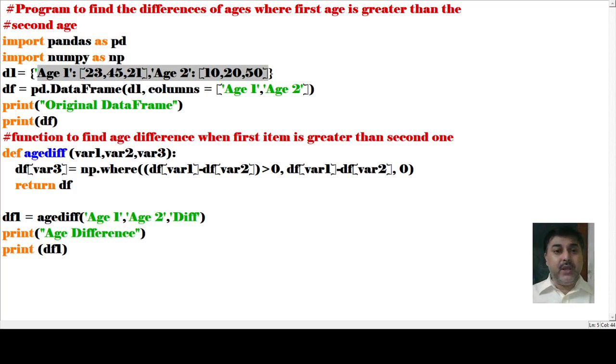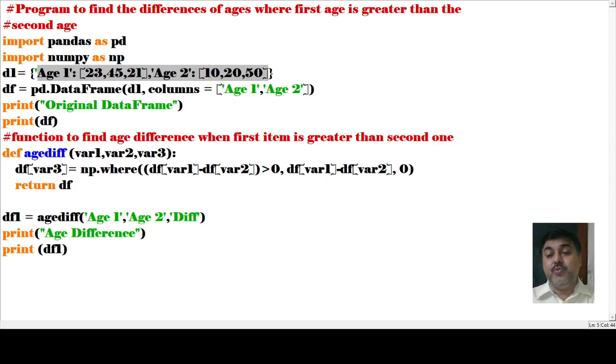So when I have taken variable 1, variable 2 and variable 3, now I will do the difference, where I am storing in variable 3 the difference of variable 2 and variable 1. See here, df variable 3 equals np, np means numpy, where df variable 1 minus df variable 2 greater than df variable 1 minus df variable 2, and 0. So there we find that we are writing this pattern, and we are working on this particular pattern.